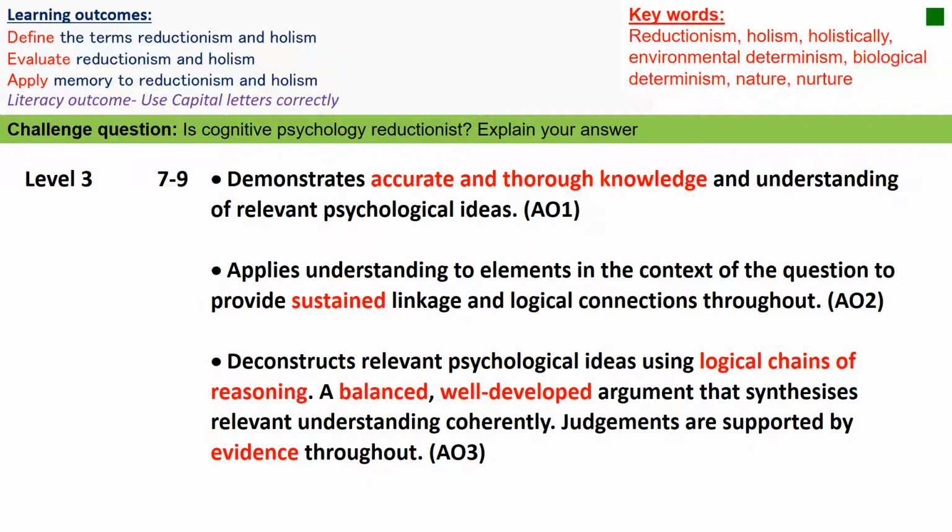And then your AO3 as well is going to be logical, so it's not going to be waffly and all over the place. You're going to make your evaluation point linked to what you've just said. And it's going to be balanced. So you're not just going to say all of memory research is reductionist and it's therefore not useful to us. You're going to give me examples of where it's reductionist. You're going to give me examples of where it's not reductionist. You're going to tell me why it's good that it's reductionist, and you're going to tell me why it's bad that it's reductionist. And you're going to make sure that you put a conclusion at the end with a nice judgment answering the question.